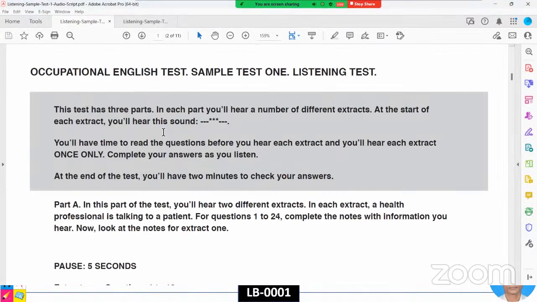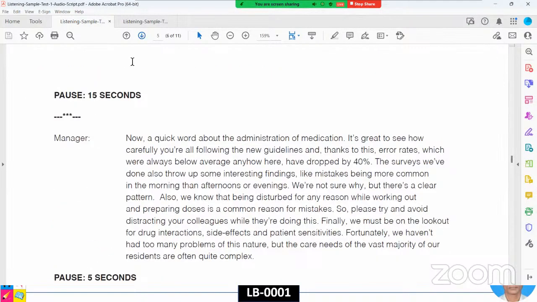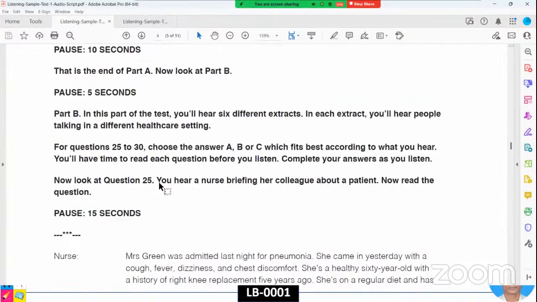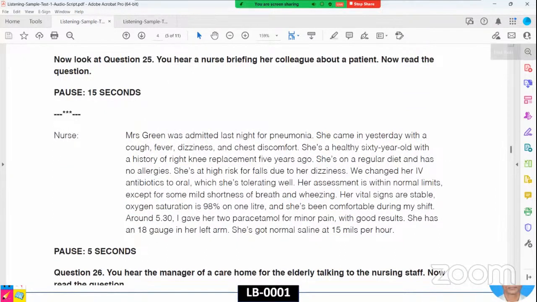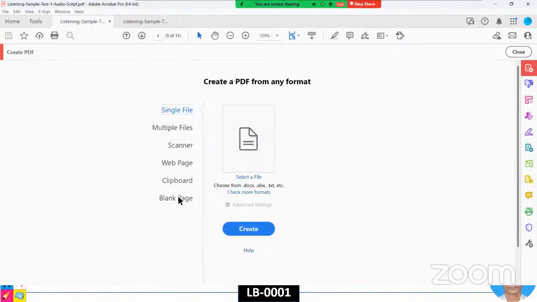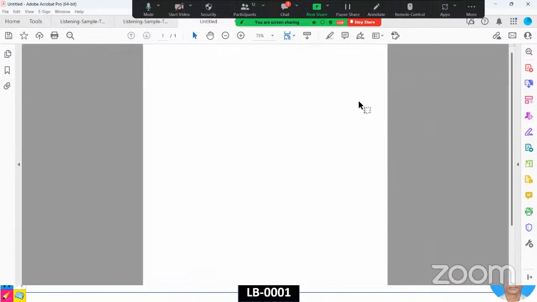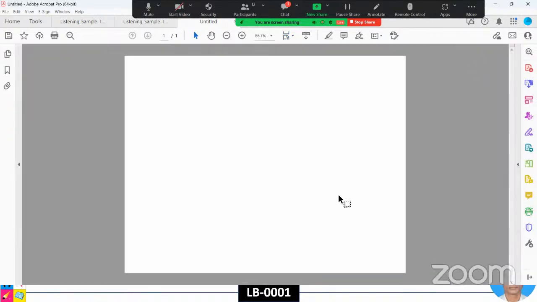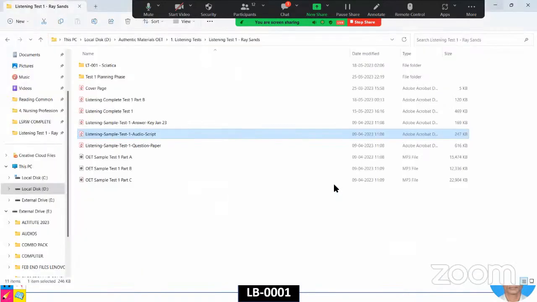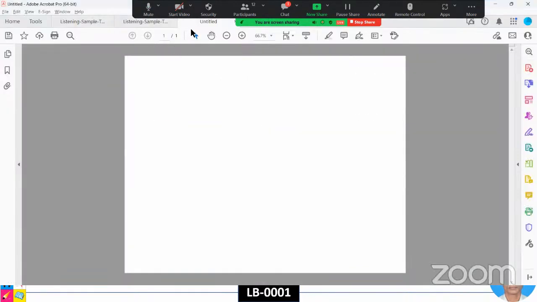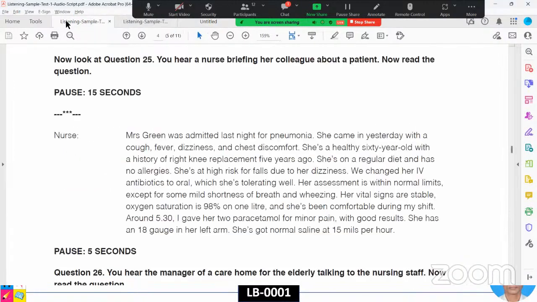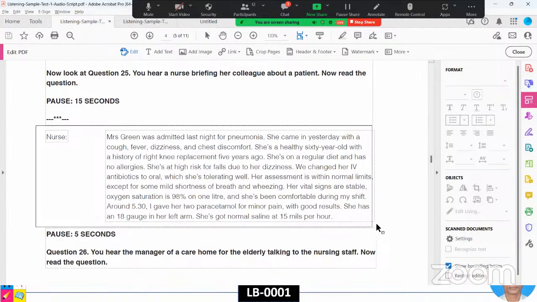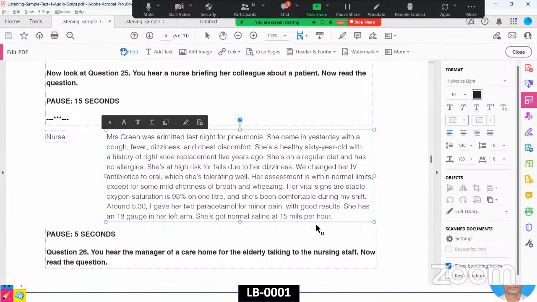This is the audio script. This is question number 25. Now what I am doing is, I am taking a new blank page. Okay, this is a new blank page. Now in this new blank page, what I am doing is, yeah, this one. Right. The nurse is speaking. We don't want the nurse also. We know already that the nurse is speaking.